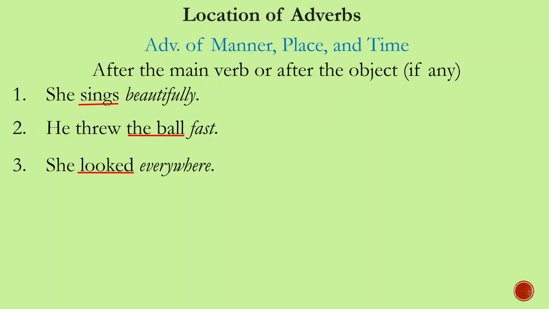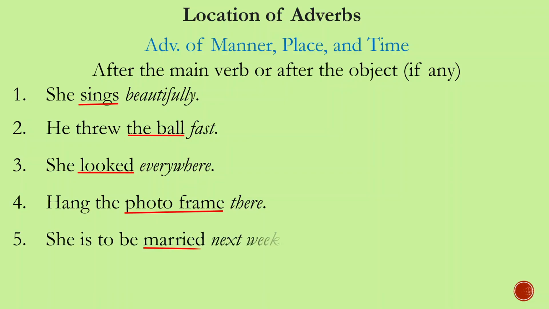Sentence number 3. She looked everywhere. Here, the adverb of place, everywhere, comes after the verb. Sentence number 4. Hang the photo frame there. The adverb of place there comes after the object photo frame.